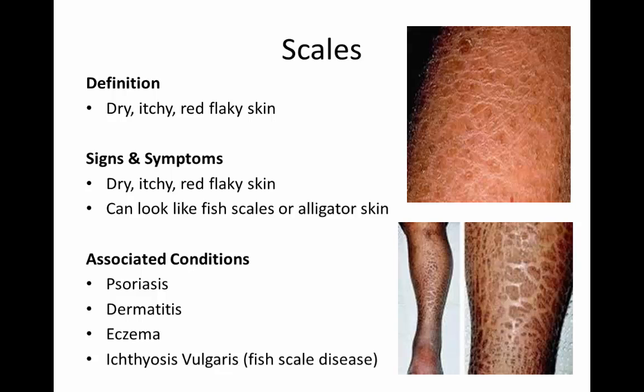A scale is dry, itchy, or red, flaky skin. Signs and symptoms include that dry, itchy, or red, flaky skin. They can look like fish scales or alligator skin. Associated conditions are psoriasis, dermatitis, eczema, and ichthyosis vulgaris, which is fish scale disease. Scales are not contagious and therefore do not have a mode of transmission.